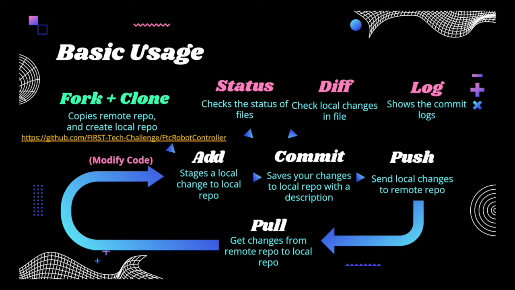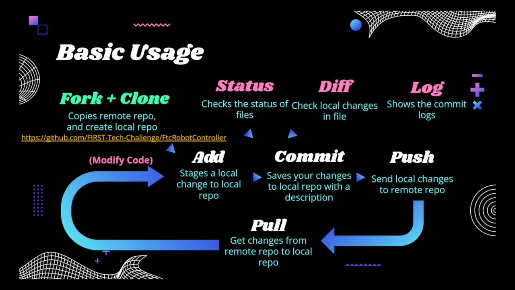For each change you make, you'll need to run the Git commands in white to update your changes so that the team can see and the server can have a backup of your code. Git add stages local change to the local repository. Git commit saves your changes to the local repository with a description. Git push sends your local changes to the remote repository. And once that's done, your teammates can use git pull to get changes from the remote repository to their local repository. You should also run git pull from time to time to make sure that your code is updated.